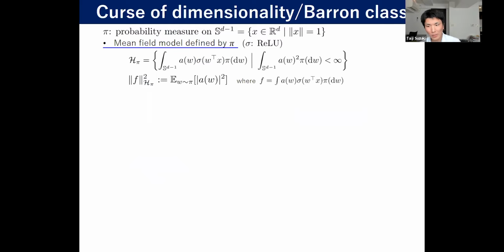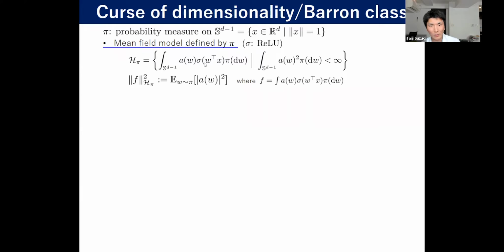So here's another example. Let us consider a mean field model defined by some probability measure pi. Here let us consider the unit sphere in the d-dimensional Euclidean space, denoted by S^(d-1). And pi is a probability measure on the unit sphere. According to this probability measure pi, we define the mean field model h_pi like this.